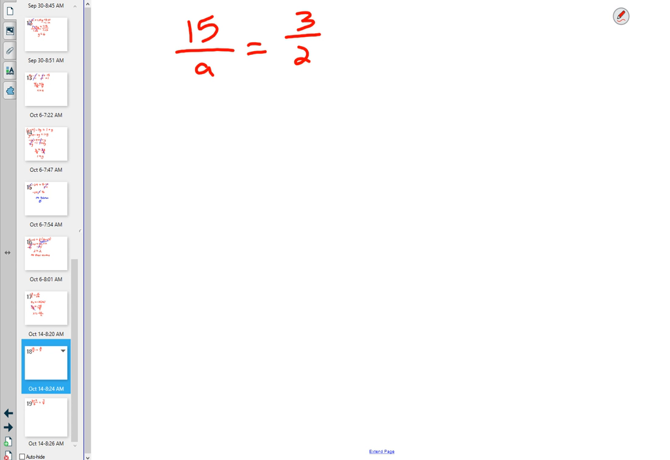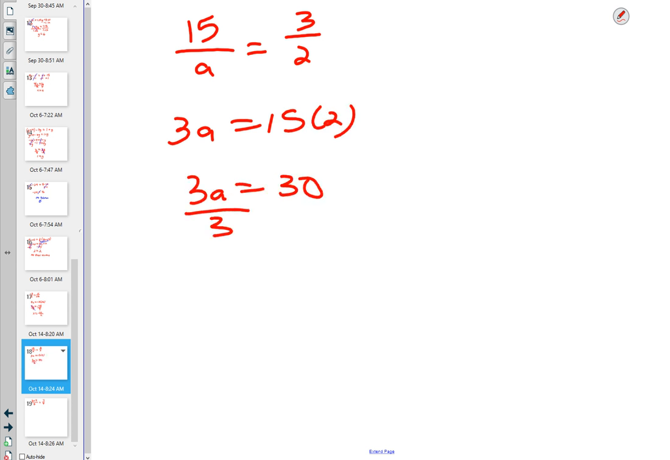Okay, for the 4th time today, what do we have here? Proportion. How do you solve a proportion? Or as Richard says, the butterfly. Allegedly. So 3 times A is equal to 15 times 2. So 3 times A is equal to 30, divided by 3. A is equal to 10.